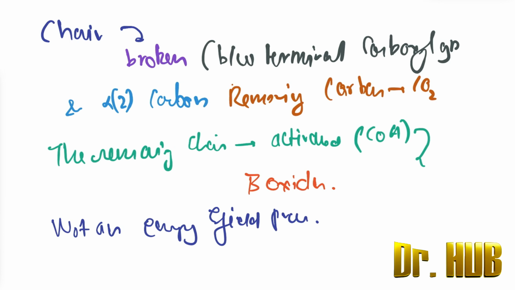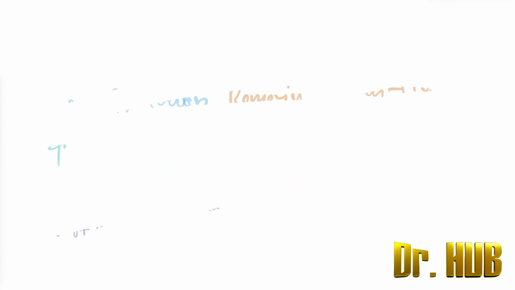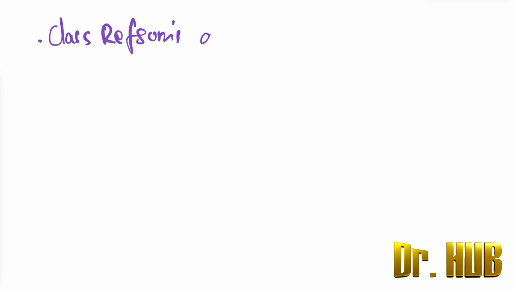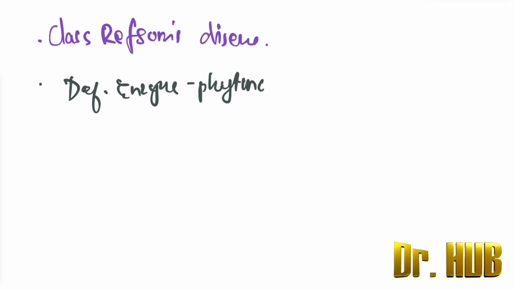So what are the associated diseases with the peroxisomes? In alpha oxidation, the associated diseases include the classic Refsum's disease. Next, it also includes a defective enzyme, that is phytanoyl CoA hydroxylase.